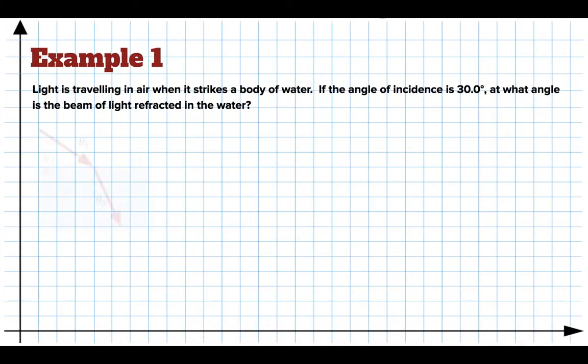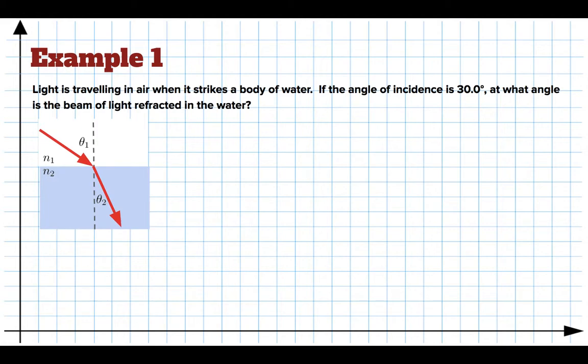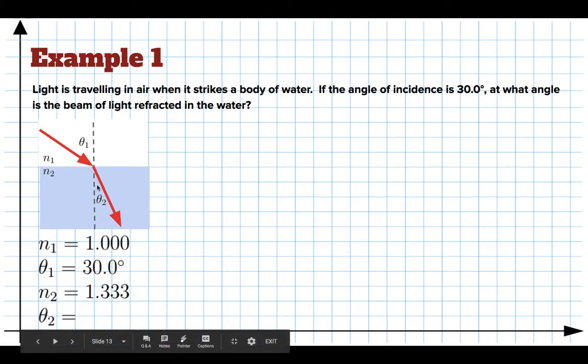So to solve this problem, we're going to start with a diagram. So there's our little diagram. We're going to make a list of variables. N1 is 1. Theta 1 is 30 degrees as measured from the normal. N2 is 1.33, and we've got to find theta 2.